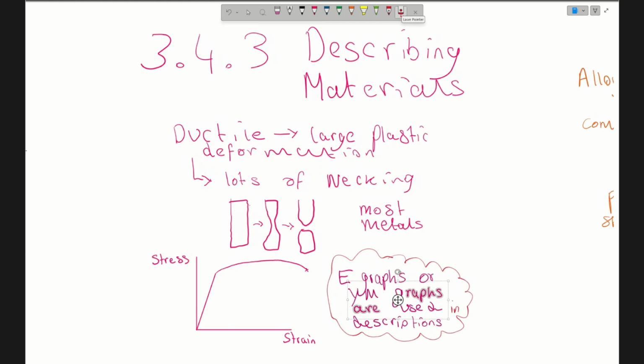But for ductile materials, they have a large plastic deformation. And they have lots of necking. This is the best representation of necking. So essentially it starts out as a material and the middle bends in until it snaps, essentially. This is most metals.